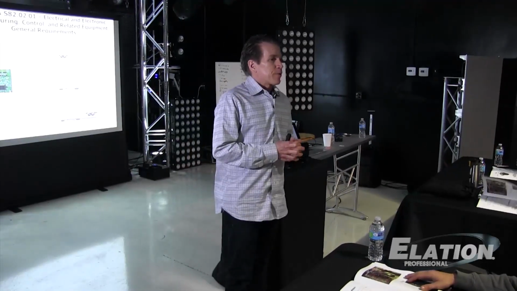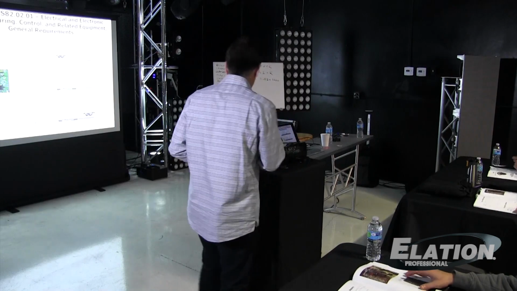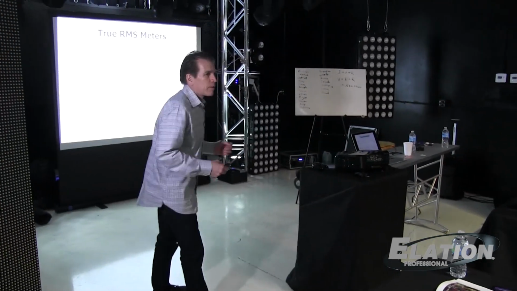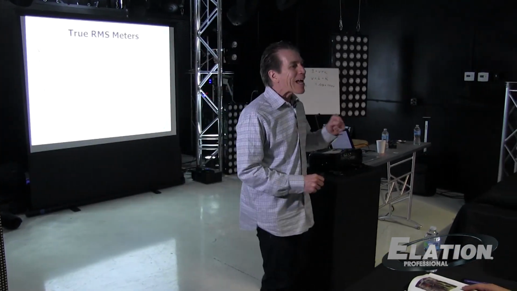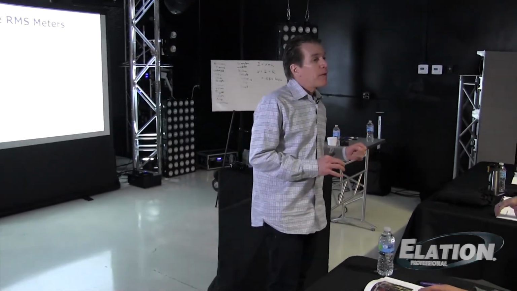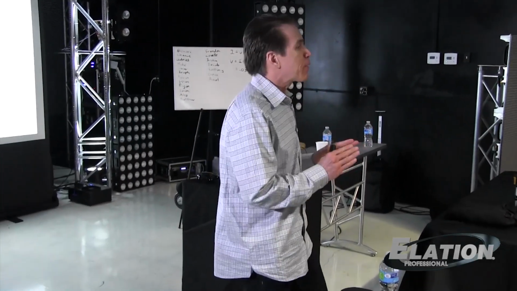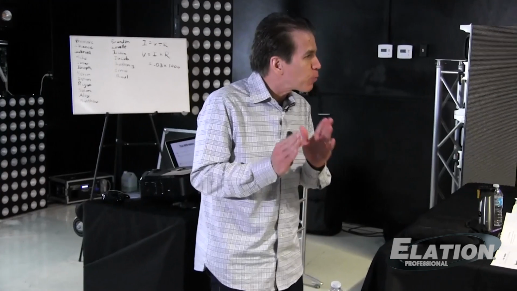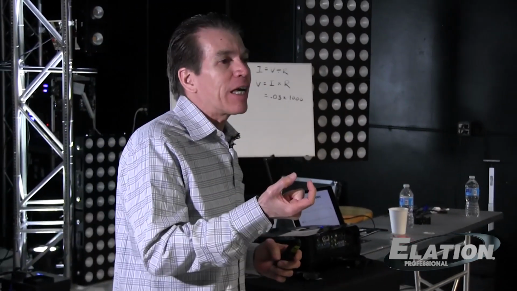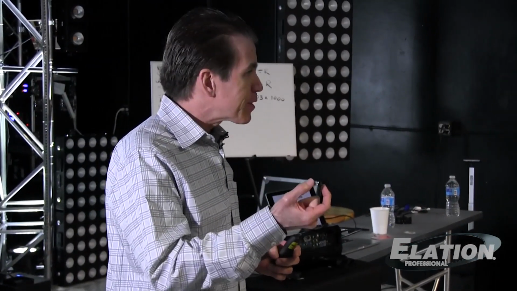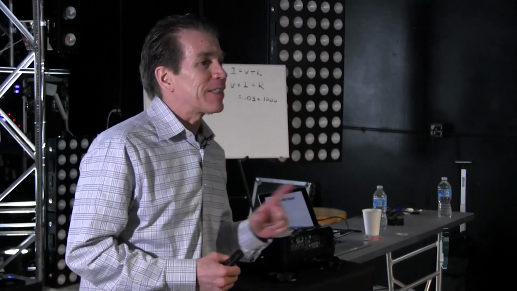We were talking about meters. In addition to the category of meter, there are also two different types of meter. There's a true RMS reading meter, and there's an average reading meter. If you look at your meter, somewhere on it, if it doesn't say true RMS, then that means it's not a true RMS reading meter, it's an average reading meter. And the difference is this.